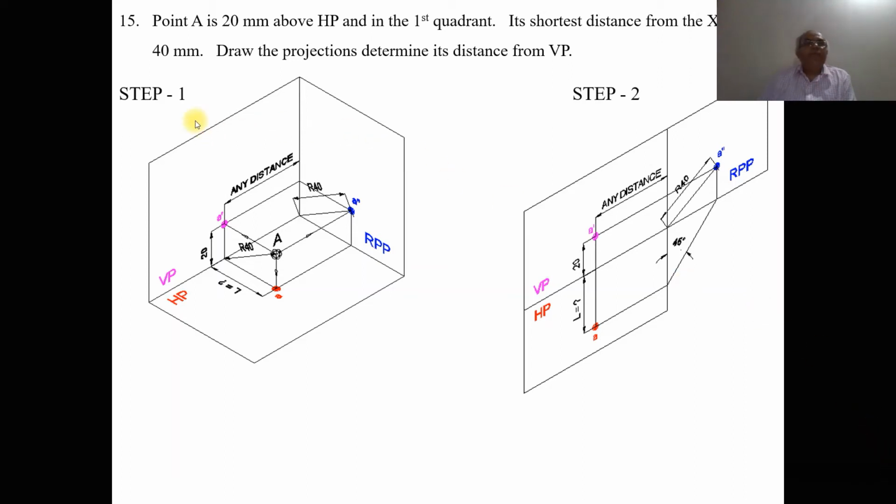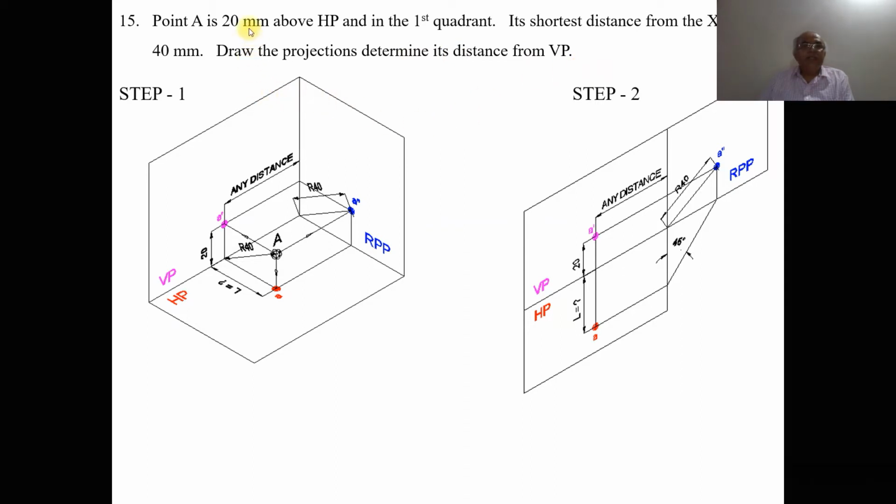Now, in this video, we will discuss one more different type of problem, wherein a point capital A is 20 mm above HP and in the first quadrant. Its shortest distance from the XY line is 40 mm. Draw the projections and determine its distance from the vertical plane.